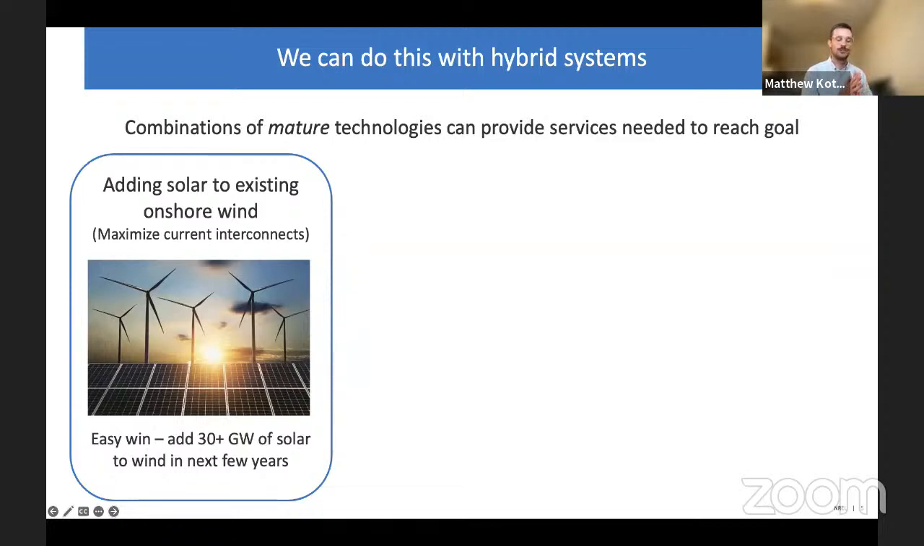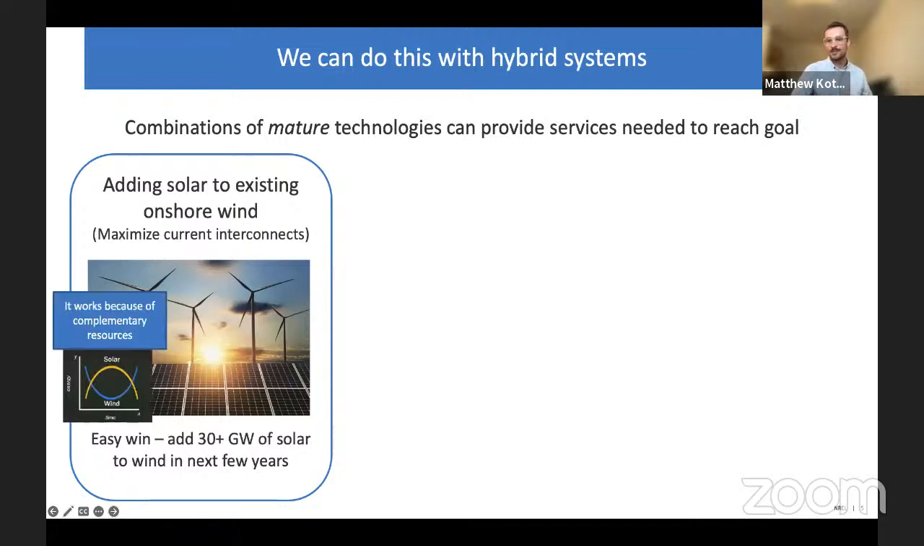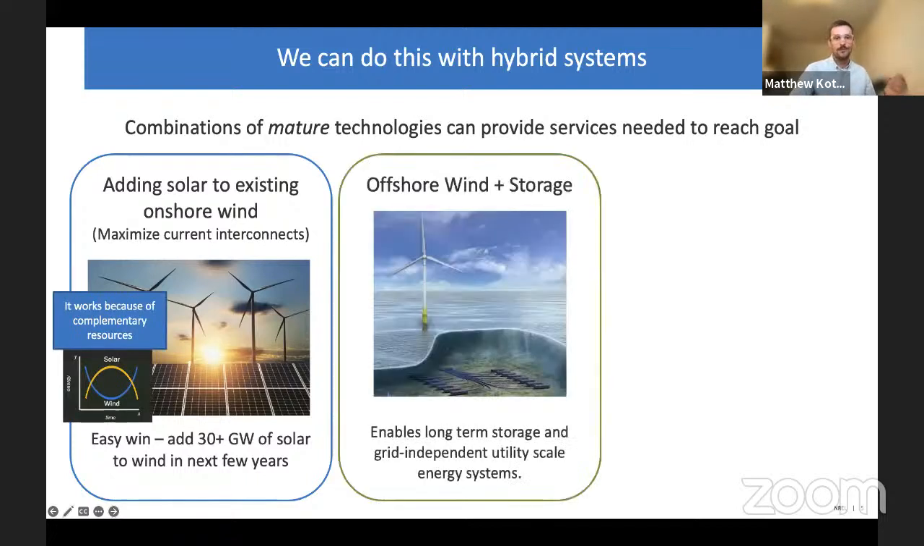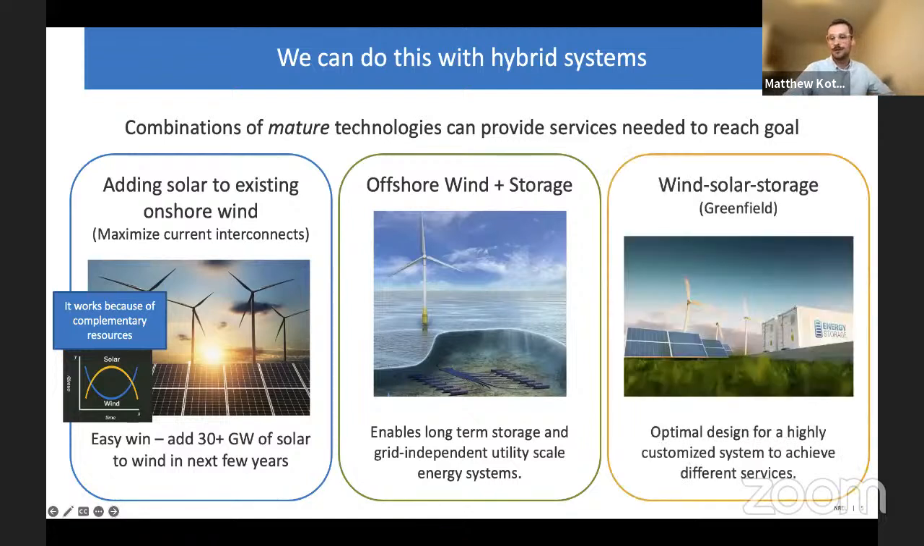And so what you can do is you can combine a series of different mature technologies, whether that's adding solar to existing wind, so solar under wind, and that works because of the diurnal cycle. You can also pair offshore wind with storage, and you can also develop new greenfield sites where you pair 2 generation asset types with storage. In this case, this would be a greenfield project.